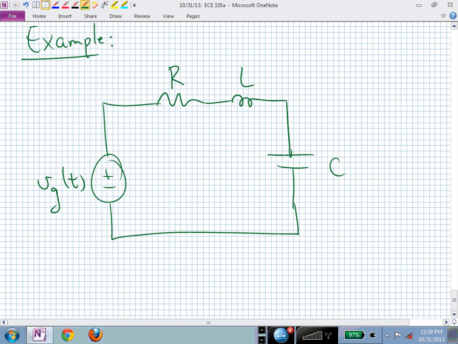Here's your RLC circuit. And if you were in an interview and somebody said, "What can you tell me about this circuit?" what's one of the first things you might comment on?